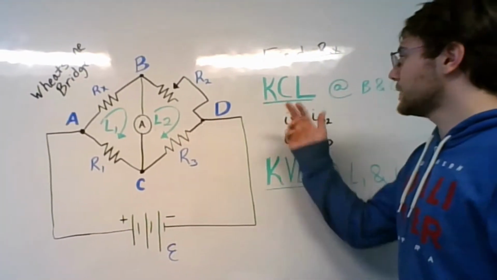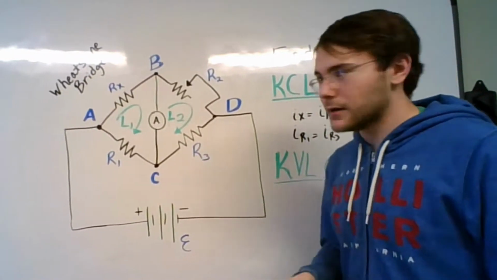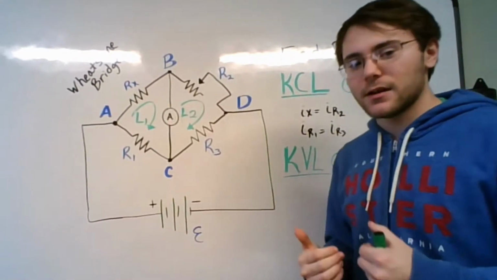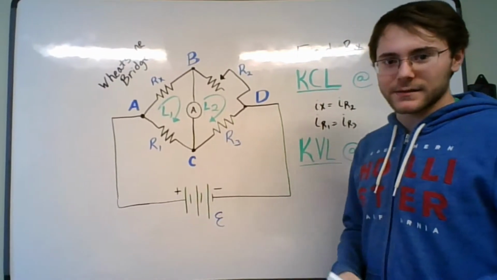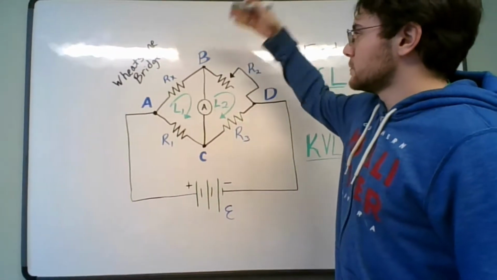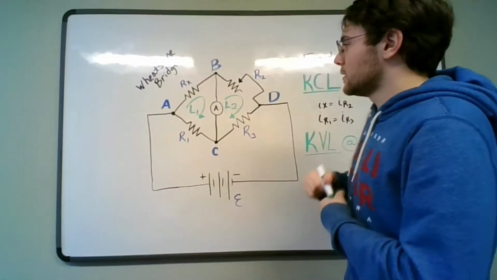So first I'm going to prove KCL, which is Kirchhoff's current law, which basically states all current entering a node must be the same as the current exiting the node. This is a basic principle of conservation of energy. So I'm going to do node B first, keep it simple.